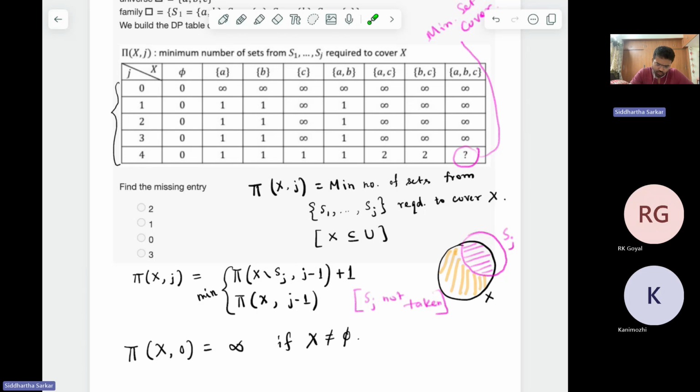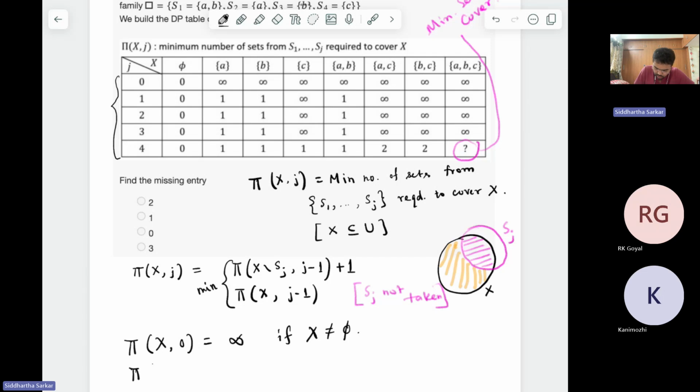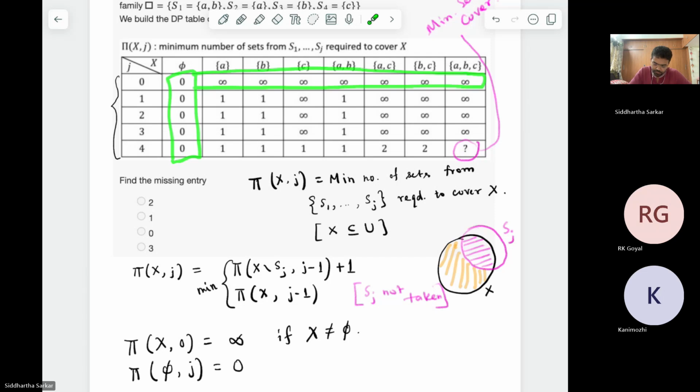The other base case, which is what you said, corresponds to the first column. The first column corresponds to the empty set. So you are not intending to cover anything, and then whatever budget you have does not matter. Because you are not intending to cover anything, none of the sets are necessary. That is why the first column is 0. Is that fine? Yes, yes.